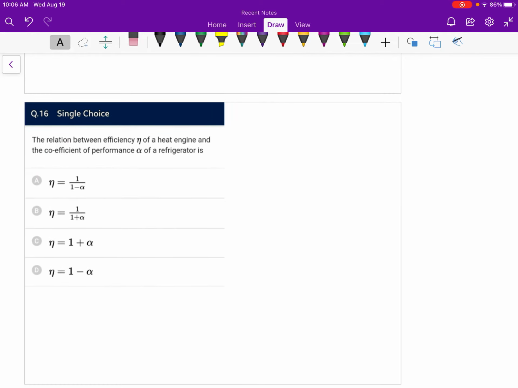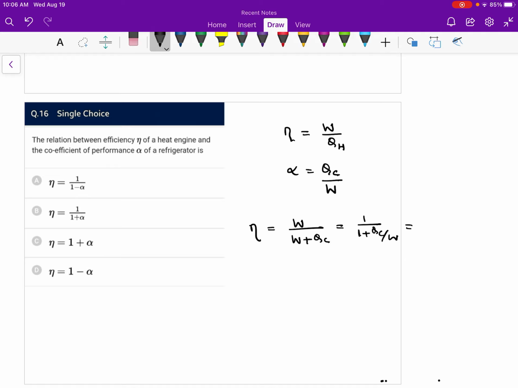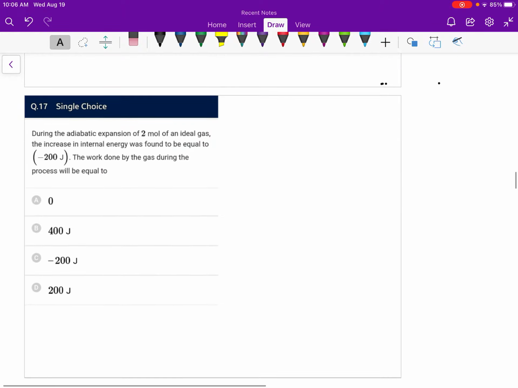The relation between efficiency eta and the coefficient of performance alpha is... So efficiency is W upon QH and coefficient of performance alpha is QC upon W. So eta is W upon QH, so W upon W plus QC. QC by W is alpha, so this is 1 upon 1 plus QC by W, this is 1 upon 1 plus alpha. So eta is 1 upon 1 plus alpha.